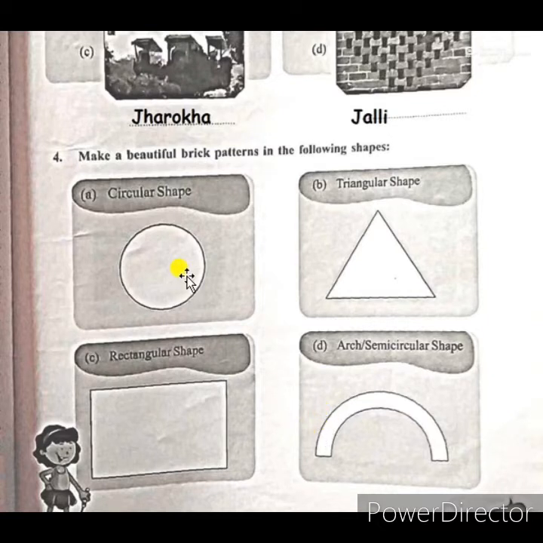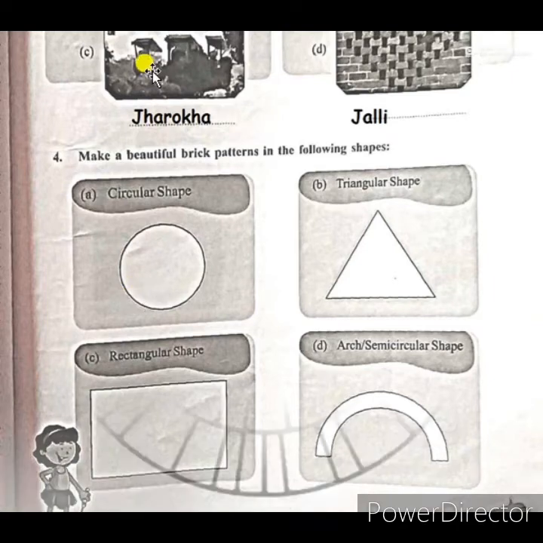Here they have asked us to make any beautiful brick pattern in the circular shape. Students, here you have to draw in your workbook. I will show it in another page because there is a small figure given in this workbook, and you will not see it properly in the video. See students, this is the circular shape and I have made a beautiful brick pattern in it. You can also draw in the specific space given in the workbook. If you like this, you can draw this. Otherwise, you can make any other type of circular pattern in the beautiful bricks.